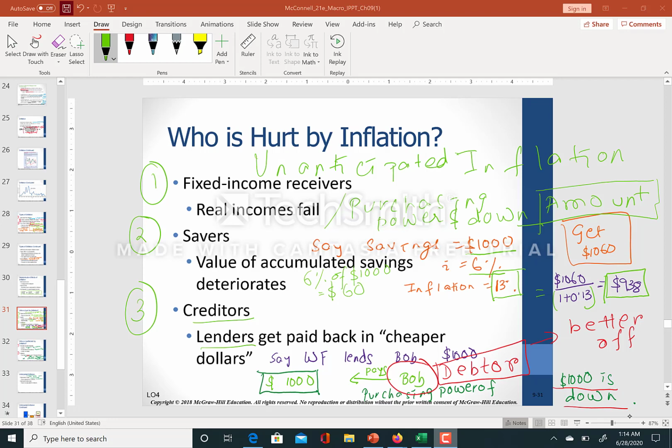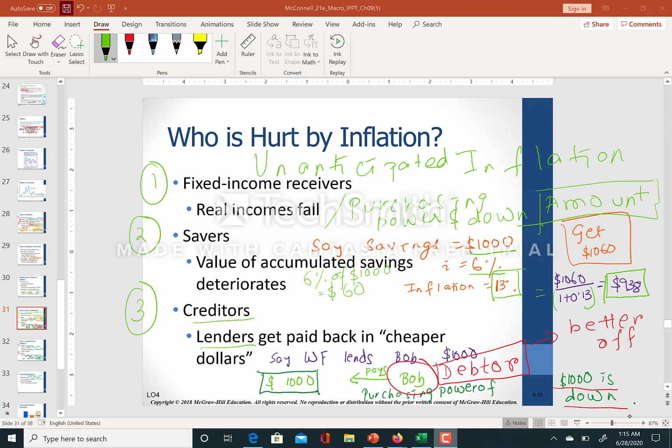Hey everyone, the last slide I will look at is unanticipated and anticipated inflation, and who is hurt by unanticipated inflation and who is not affected at all. The first group of people hurt by unanticipated inflation are the fixed income receivers, because their real income goes down and the purchasing power of their money goes down.